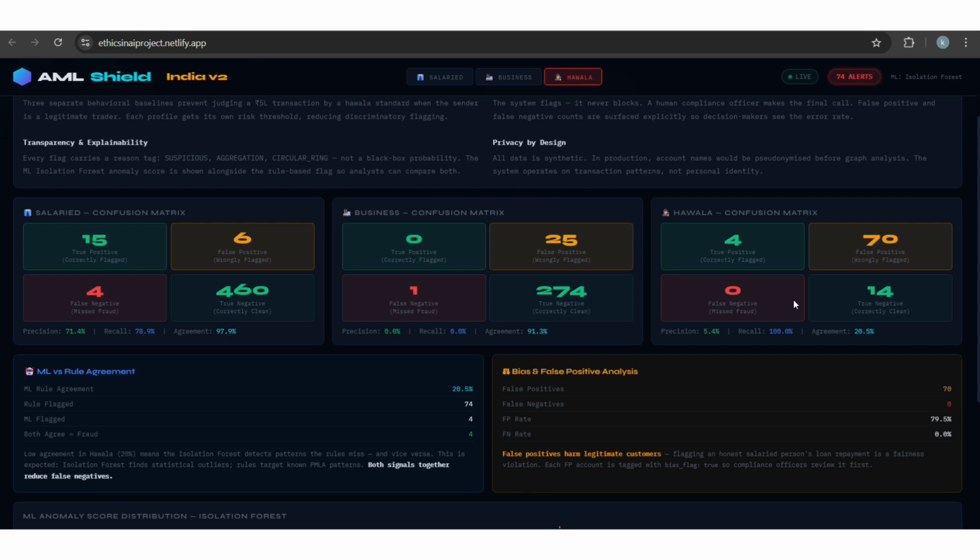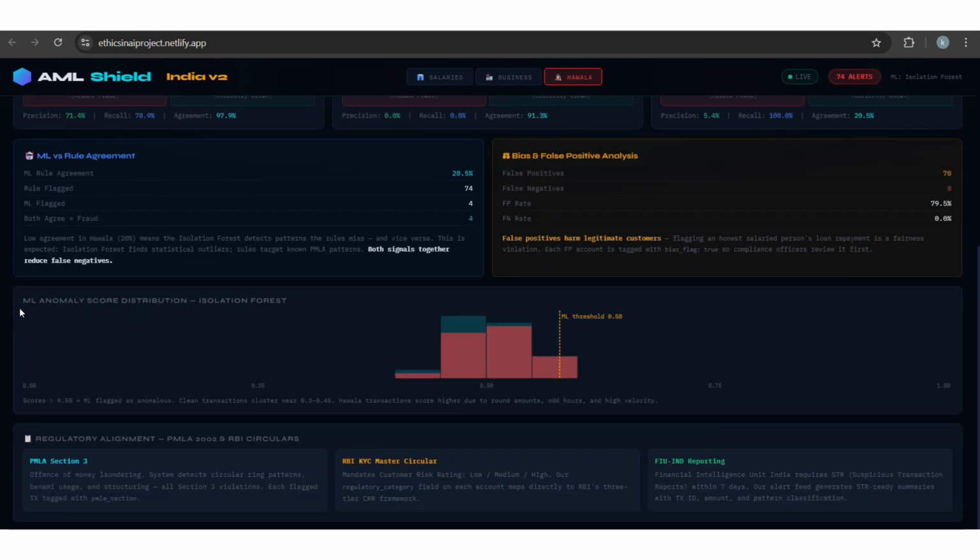Pointing to the ML score distribution histogram. Now, the ML anomaly score distribution from the isolation forest. The anomaly score histogram shows the isolation forest output distribution across all 873 transactions. Clean transactions cluster between 0.3 and 0.45.